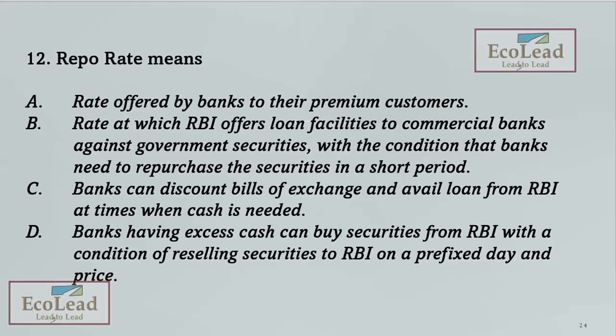Option B, rate at which RBI offers loan facilities to commercial banks against government securities with the condition that banks need to repurchase the securities in a short period. Option C, banks can discount bills of exchange and avoid loan from RBI at times when cash is needed. Option D, banks having excess cash can buy securities from RBI with the condition of reselling securities to RBI on a prefixed day and price.